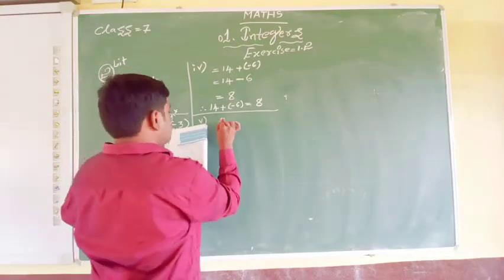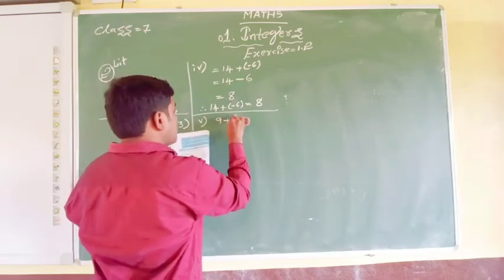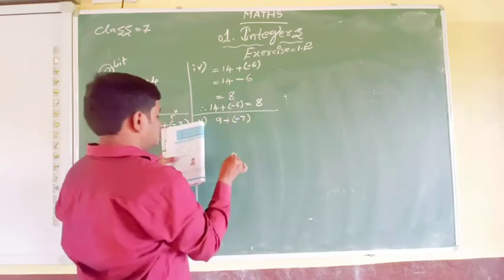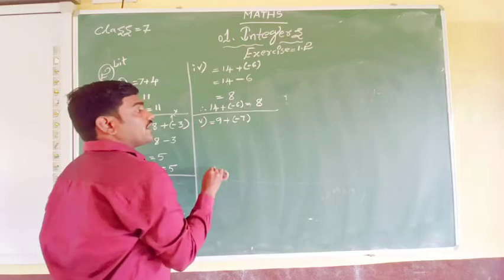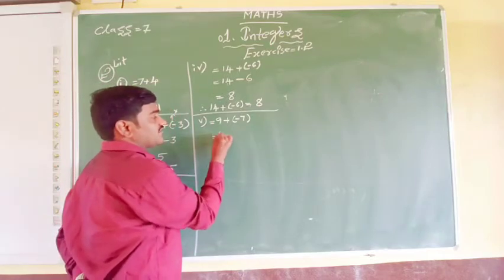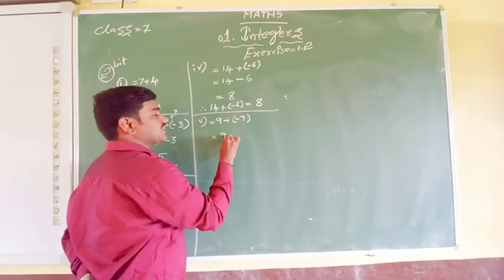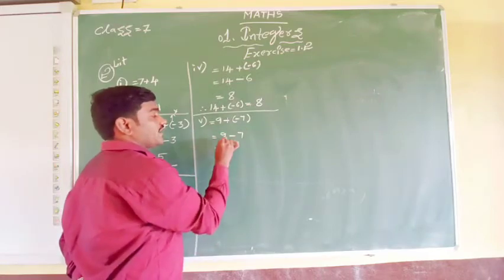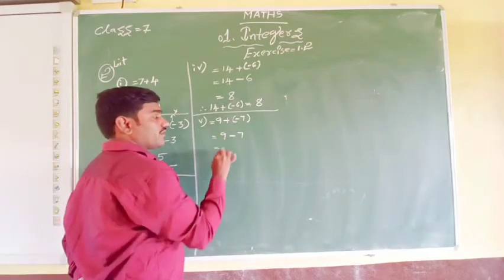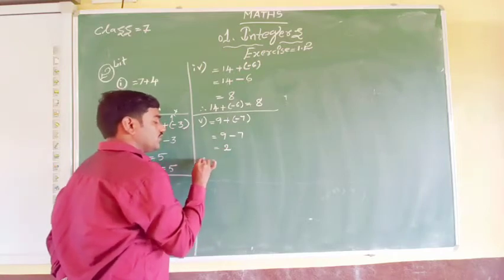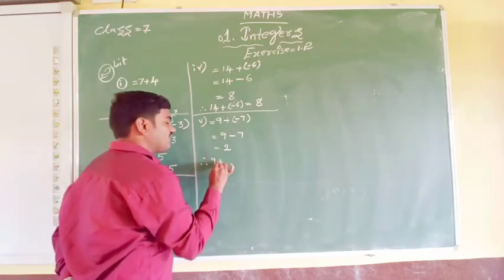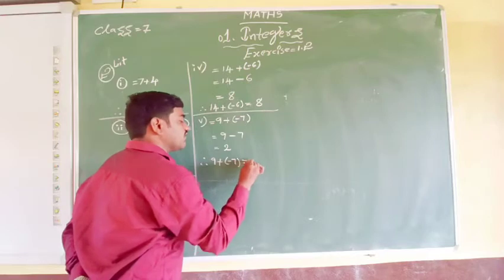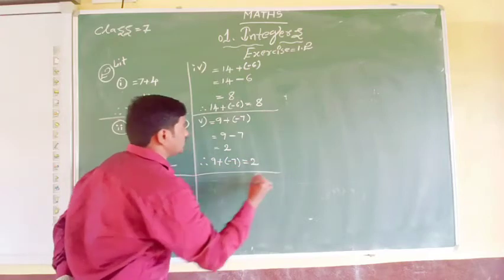The fifth one, 9 plus of minus 7. Let us simplify this. 9 plus into minus is minus 7. Okay. 9 minus 7, we get 2. Therefore, 9 plus of minus 7 is equal to 2.